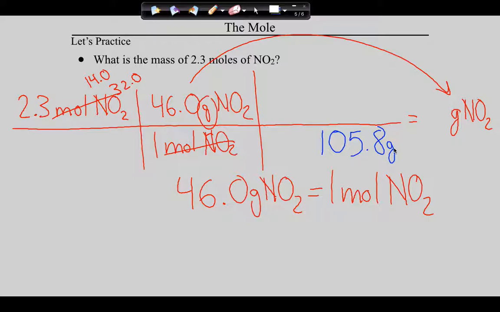Let's do significant digits. How many do we get here? 2. What about there? 3. These are not perfect. 3. And the 1 doesn't matter. So 2 and 3. So how many do we get in our answer? 2. So that would be 110 grams of NO2. You guys okay?